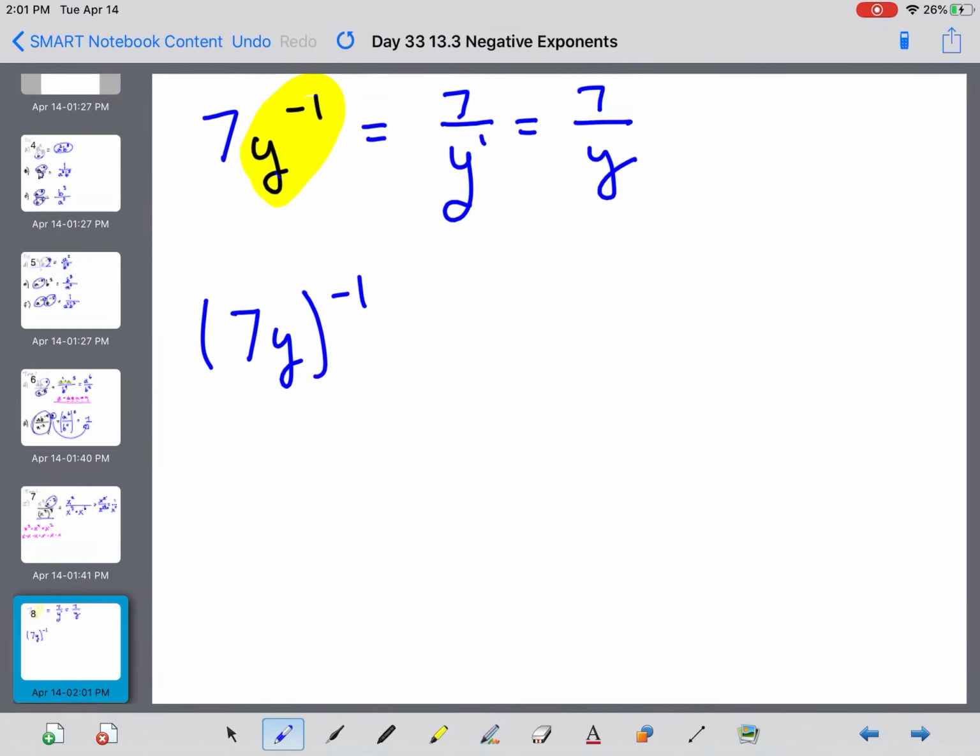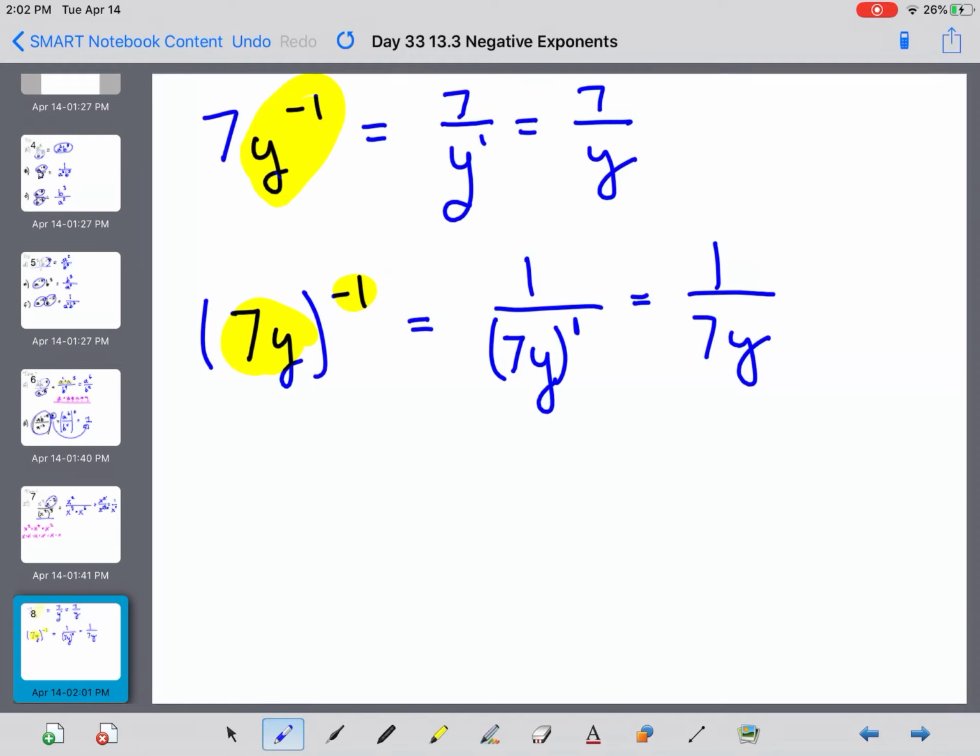If this was the quantity of 7y raised to the -1st power, that means everybody inside of these parentheses is getting raised to that negative exponent. So that means that entire thing would move down to the denominator and be raised to the 1st power. Raising something to the 1st power doesn't change anything, so that would stay 1 over 7y.